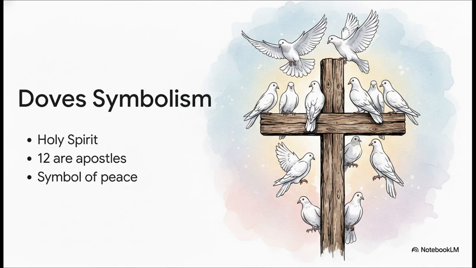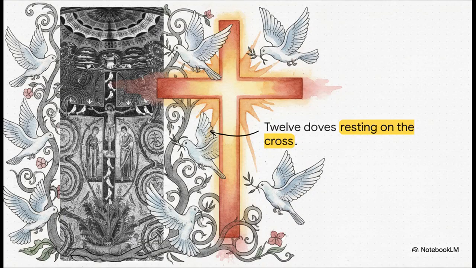And, naturally, doves also serve as a universal symbol of peace. Seeing these 12 doves sitting so peacefully right on the very instrument of the crucifixion reinforces a massive theological point. It tells us that the mission of the apostles and the peace of the Holy Spirit they carry stems directly from the sacrifice of the new Adam. Literally everything branches out from the cross.